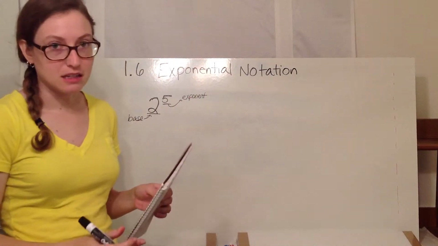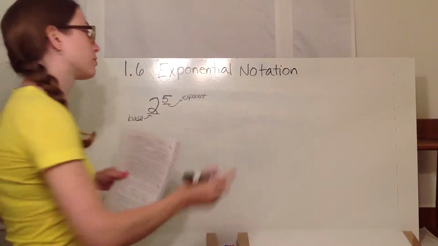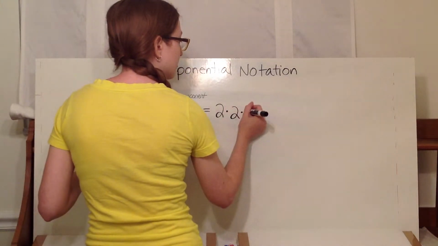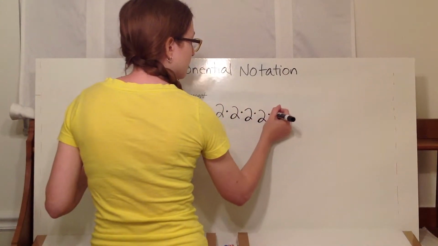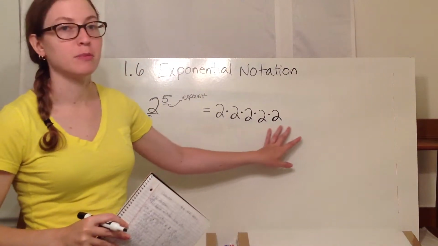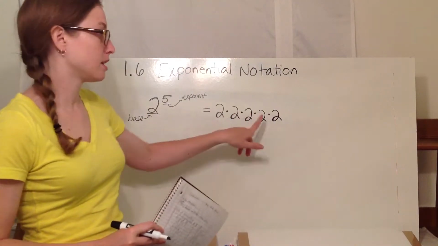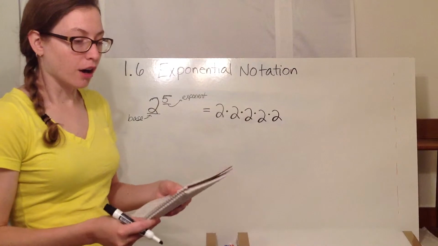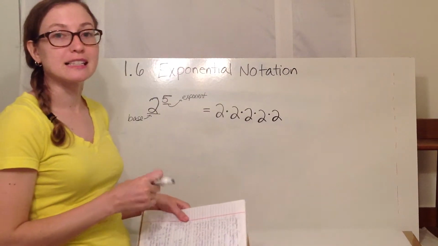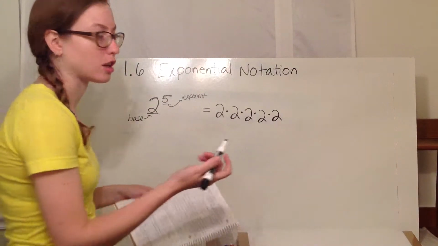When we expand it, it becomes 2 times 2 times 2 times 2 times 2. This is expanded form because we can now see every part of this exponential. This is exponential form. This is expanded form. Our final test is to see if we can simplify this.